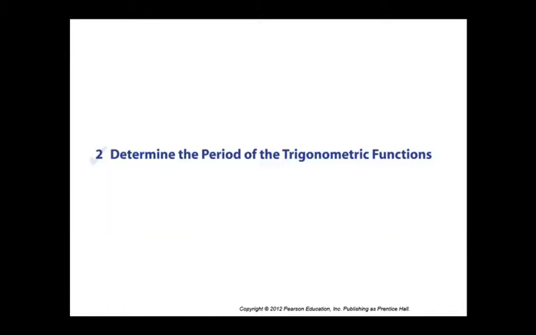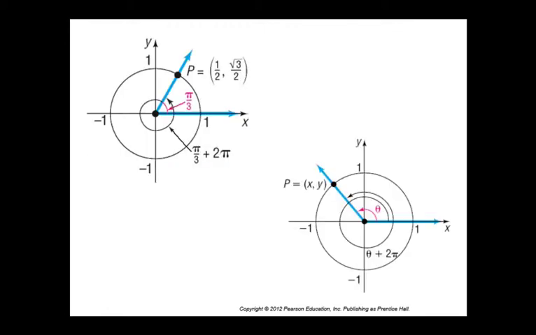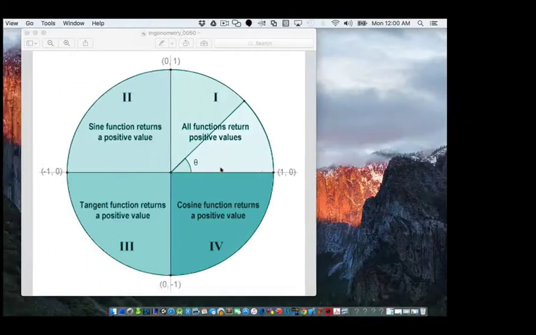So let's look at the first one: determine the period of a trigonometric function. Now, as you can see here, we have a function. We have half pi over the square root of 3. I'm going to switch to my camera because I'm going to draw something out here.